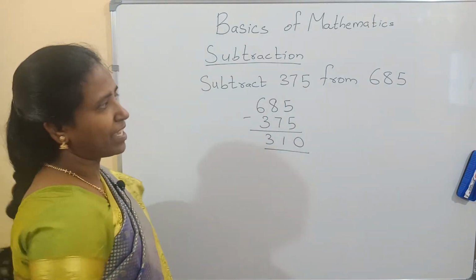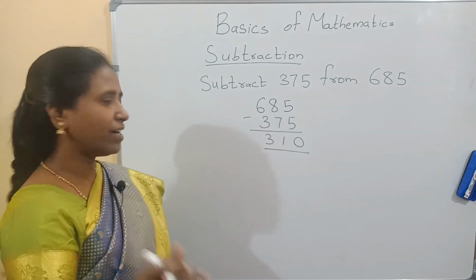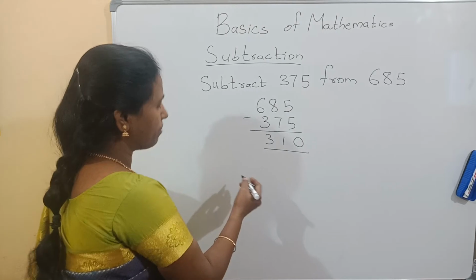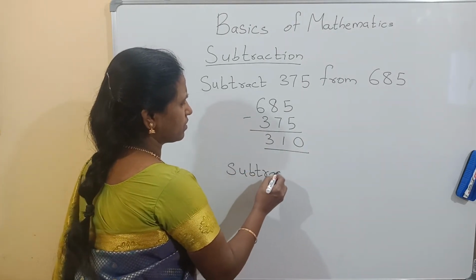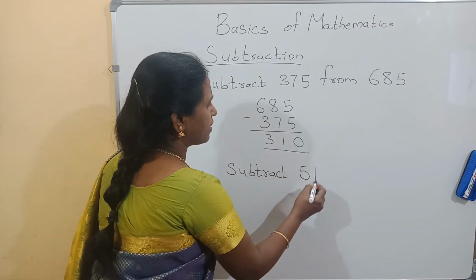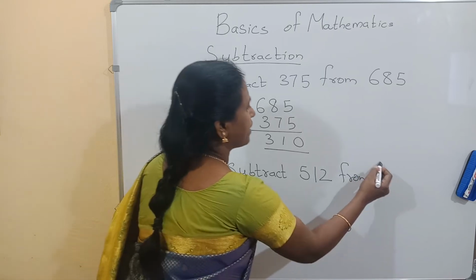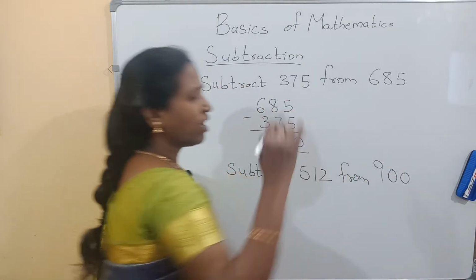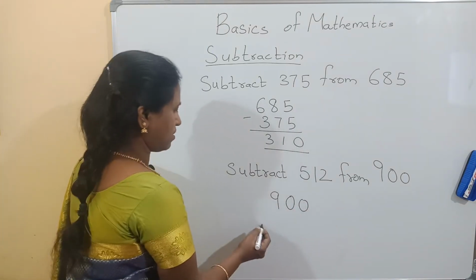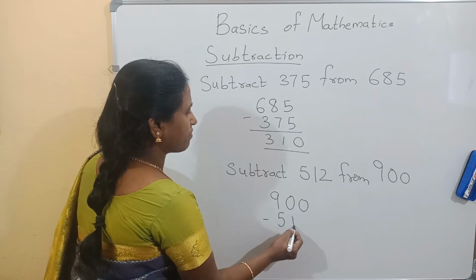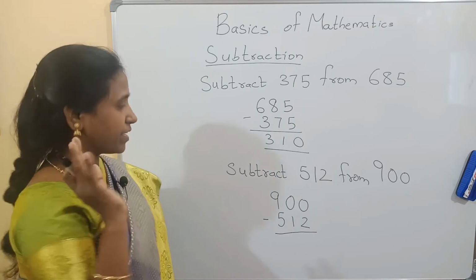Right? Next, we have this thing called borrow subtraction, which we have been learning from our childhood. Let's go with one borrow sum. Right? So, if it is: subtract 512 from 900. How would you do this? 900 minus 512. One below the other, so that it is very clear to you.